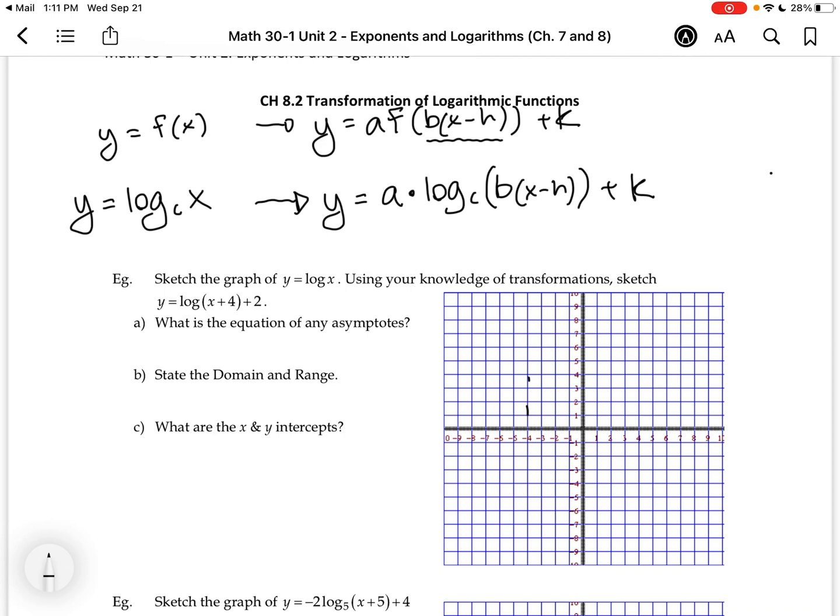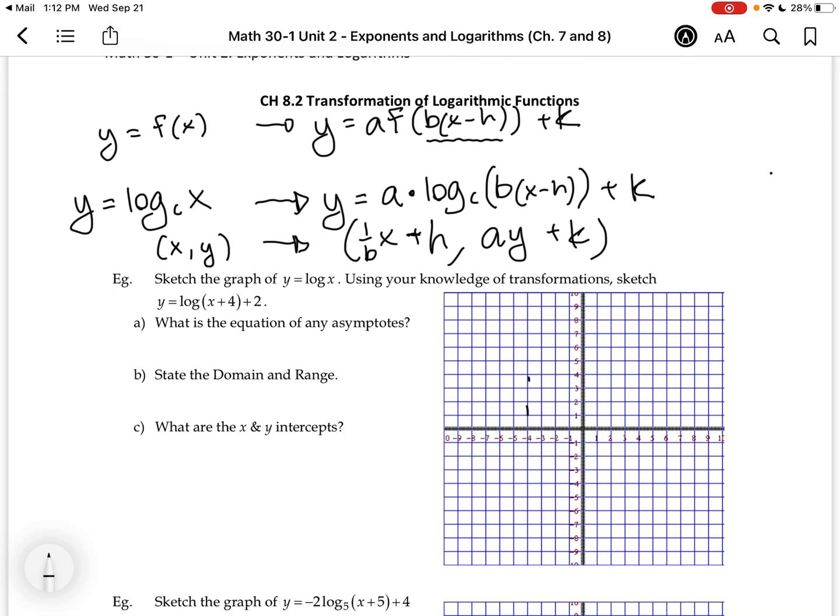Also good to keep in mind that the mapping notation would work exactly the same way. The point x, y will map to 1 over b x plus h, a y plus k.